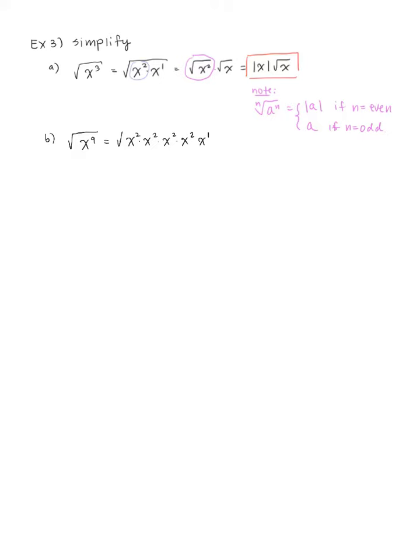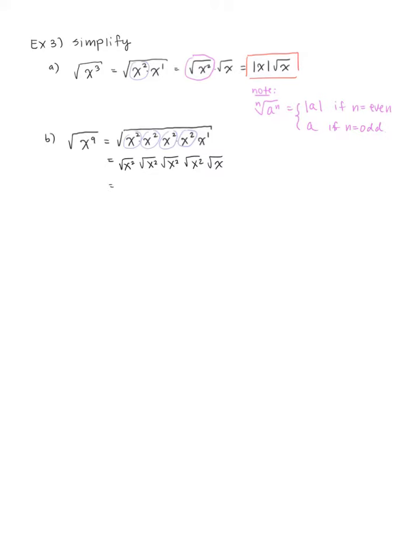Did I do that right? 2 plus 2 is 4. 4 plus 2 is 6. 6 plus 2 is 8. 8 plus 1 is 9. All right, cool. So here we go. Now let me do the same thing. I'm going to circle the perfect square. Then this becomes the square root of x squared, the square root of x squared, and then the square root of x.